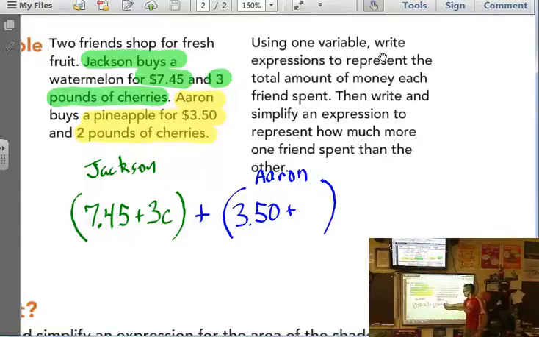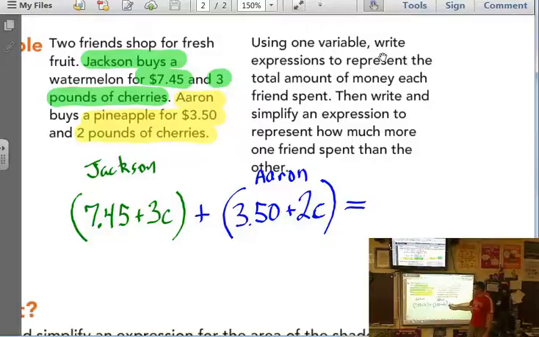So, Mr. Smith, why is your hand up? Because for Jackson, I put W plus 3C. Is that right? No, because we know the price of the watermelon. Remember, we go back to your definitions. A constant is a known value. We know this value, so we go ahead and write it. We don't know what the pounds of cherries cost, so we have to use a variable for that. Does that make sense? We wouldn't put a variable for something that we already know.